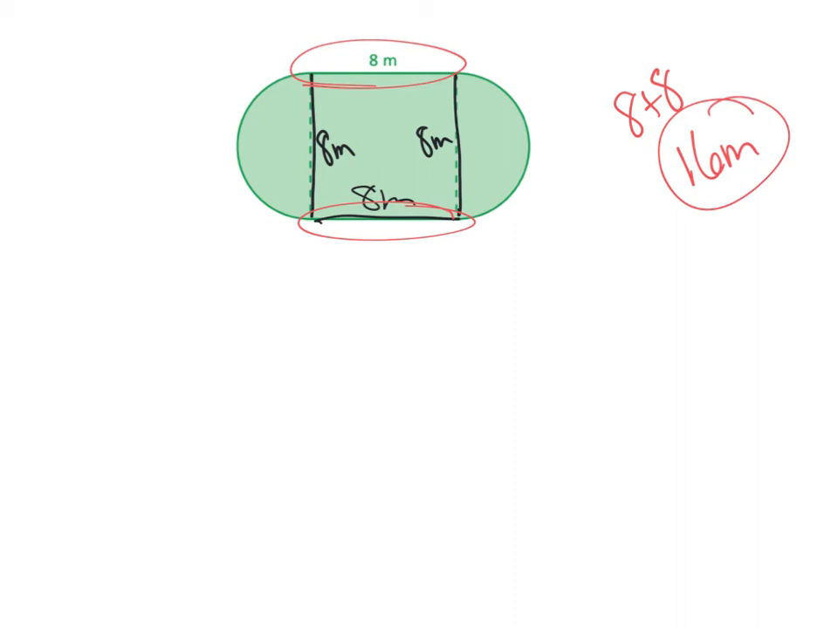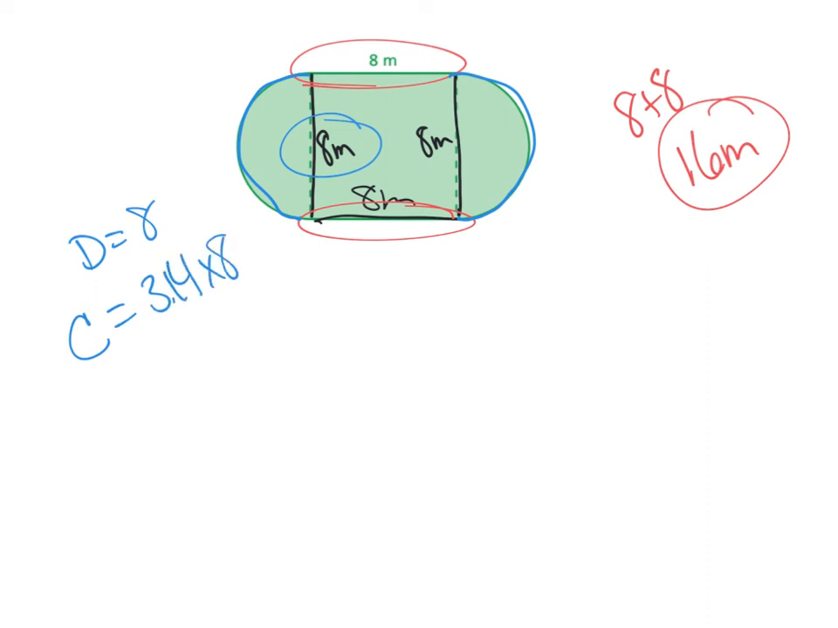Next, I need to find the arc. I need to find the circumference of this. And you notice it's two semicircles. I can make it just one circle. If I pretend that square is not in the middle, I have a circle, and the diameter of that circle is 8. Okay, so to find the circumference, I'm going to take 3.14 times 8. When I put that in my calculator, I get the answer of 25.12.